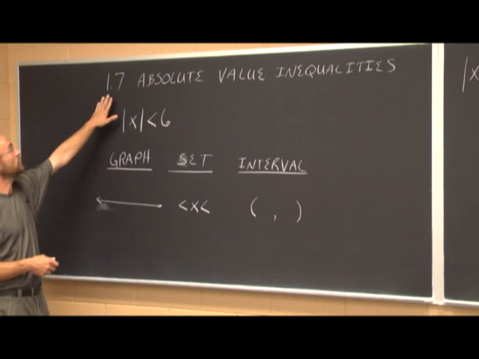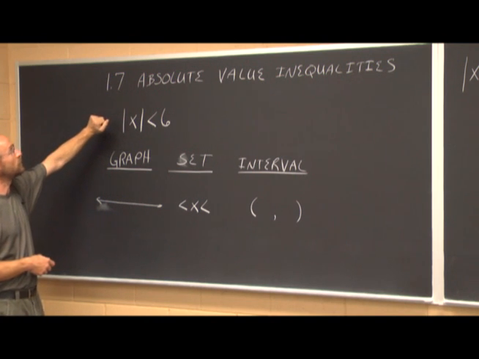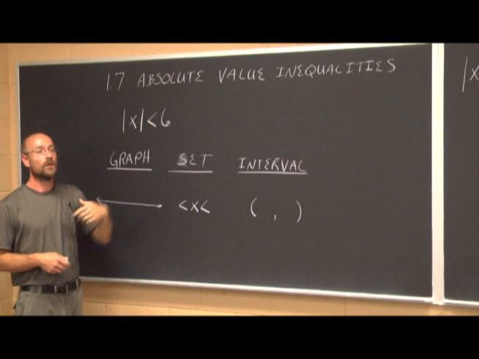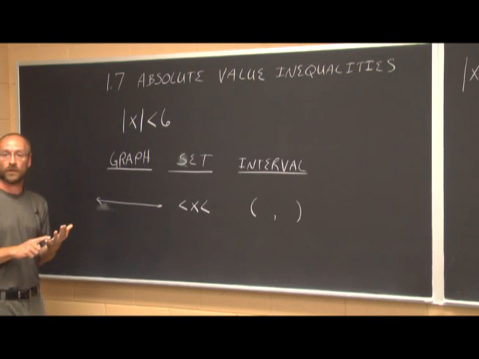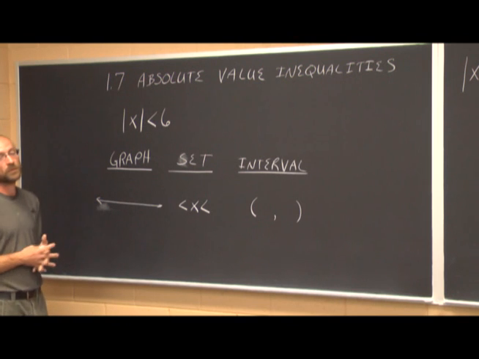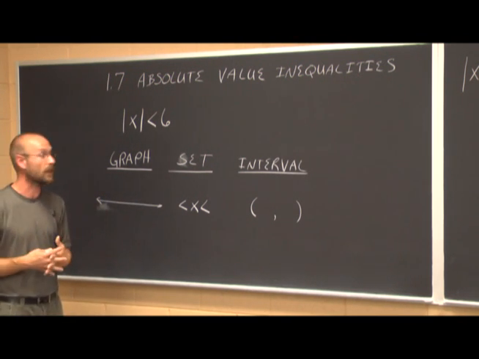Today we are finishing section 1.7. This is the third of 3 videos, and we're going to talk about absolute value inequalities. The first 2 videos dealt with intersections and unions, and now when we work with absolute value inequalities, it actually ties those 2 concepts together.